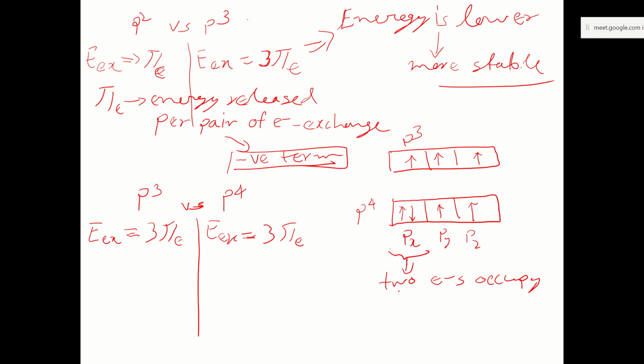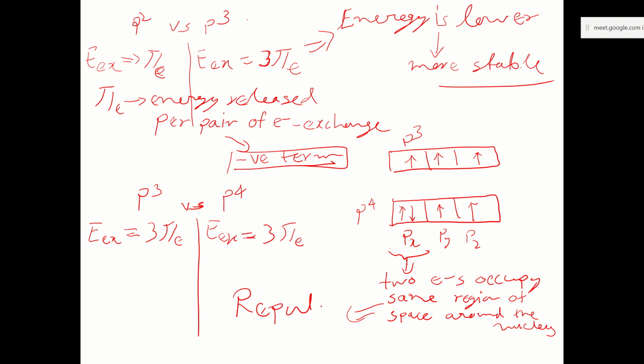So two electrons occupy the same region of space around the nucleus. Okay, so repulsion, high energy.